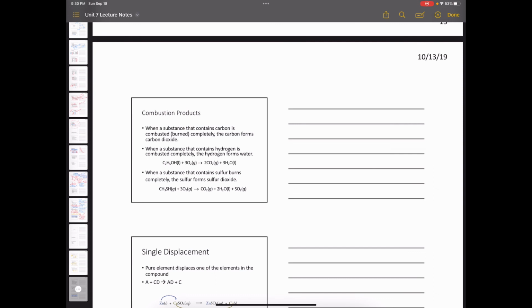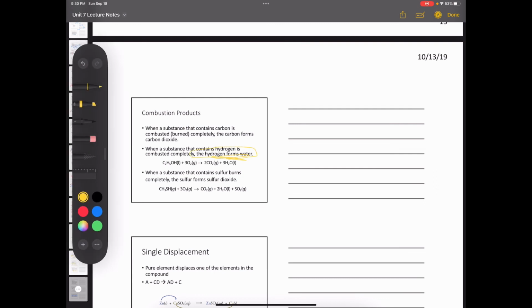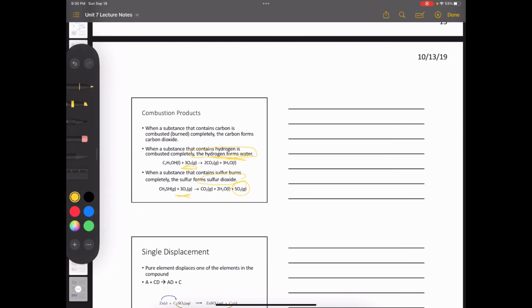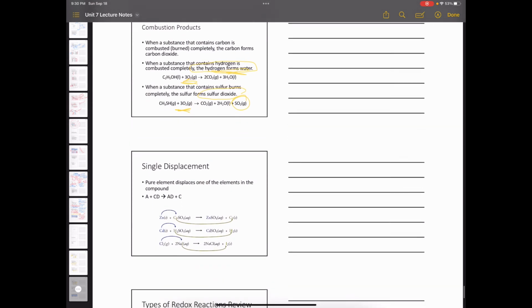When you have a substance that contains hydrogen, the hydrogen comes out in the form of water. Okay, so hydrogen comes out in the form of water. When a substance contains sulfur, it comes out as sulfur dioxide, like in this case. Okay, as you see here, when we're talking about combustion, all of these reactions have oxygen as part of it. That's why it's considered a combustion reaction.